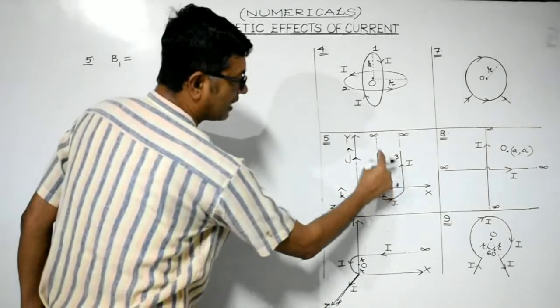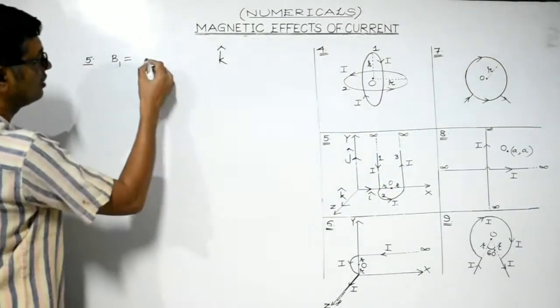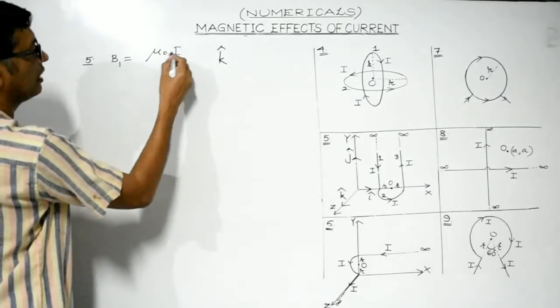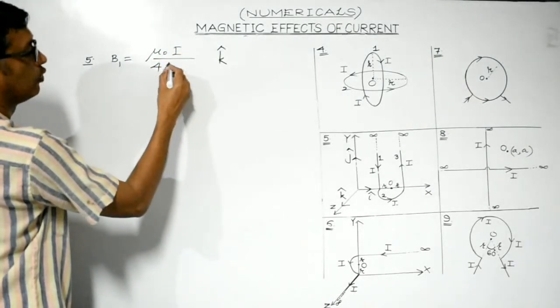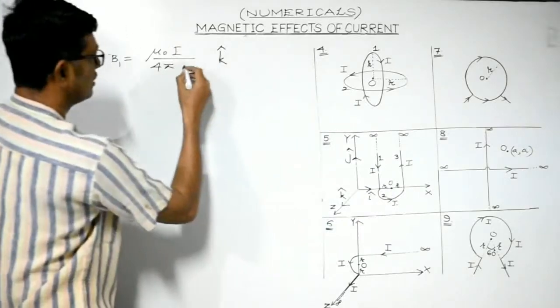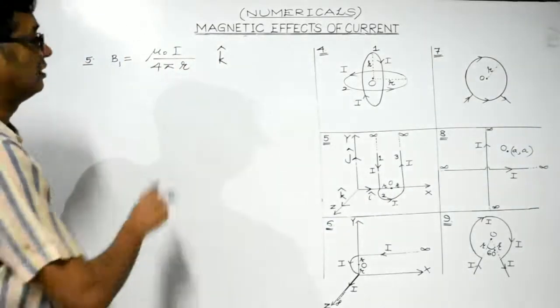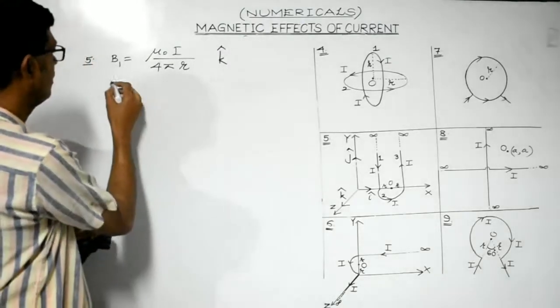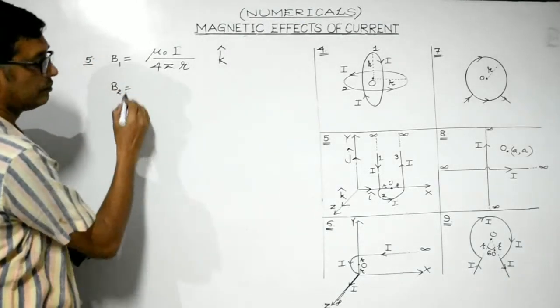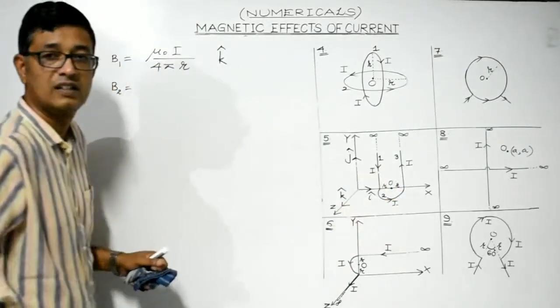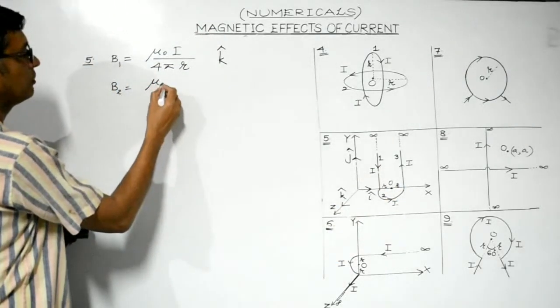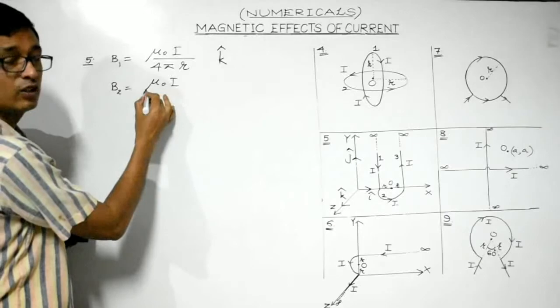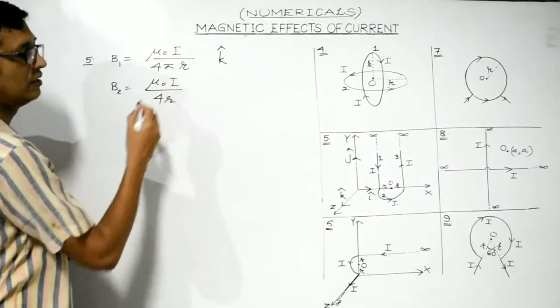Now what about its magnitude? The magnitude is given by mu naught I divided by 4 pi r, where r is the perpendicular distance. So this is the magnitude and this is the direction of B1. Now consider the second one, the semicircular current carrying loop. What's the formula for the magnetic field at the center of a semicircular current carrying loop? It's mu naught I divided by 4r.